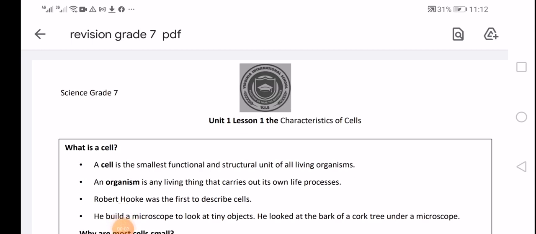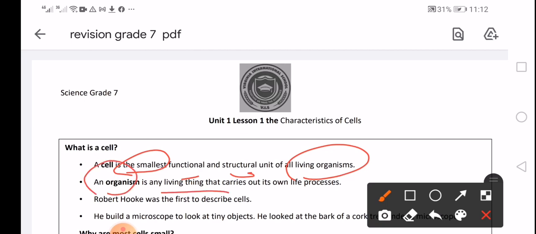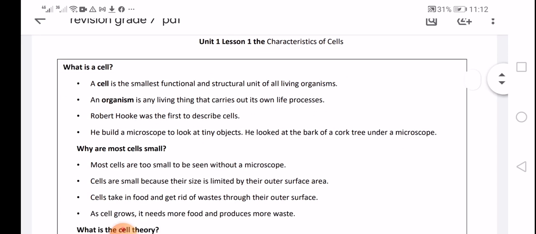Today we are going to revise Unit 1, Lesson 1, the characteristics of the cell. First, we should know the meaning of the cell. What's meant by cell? Cell is the smallest functional and structural unit of all living things. So what's meant by an organism? An organism is any living thing that carries out its own life processes.